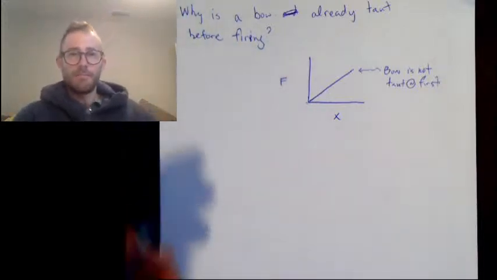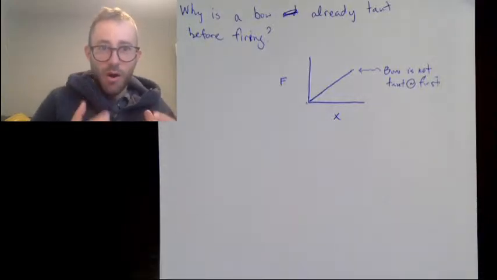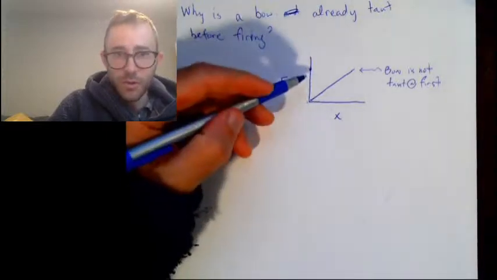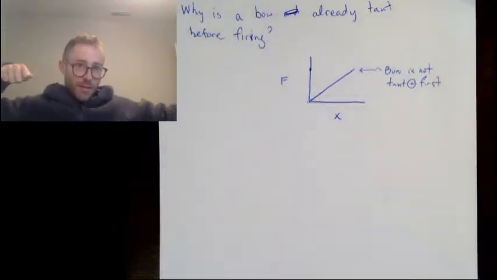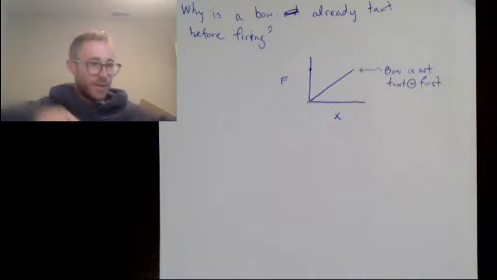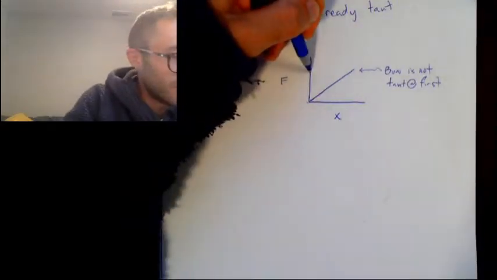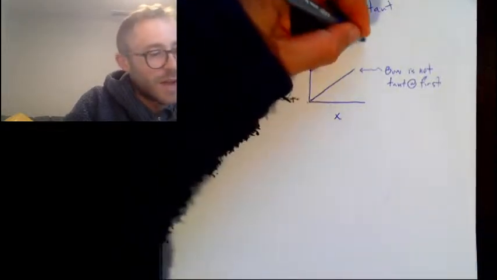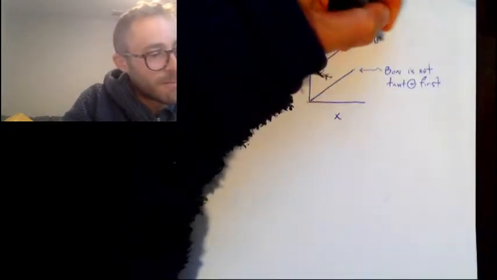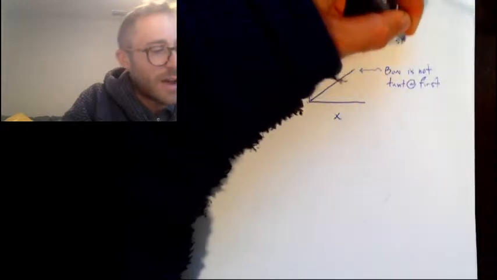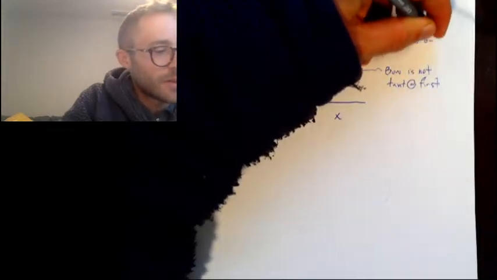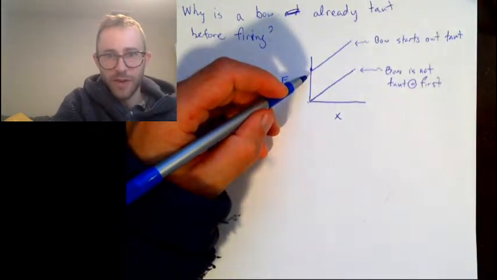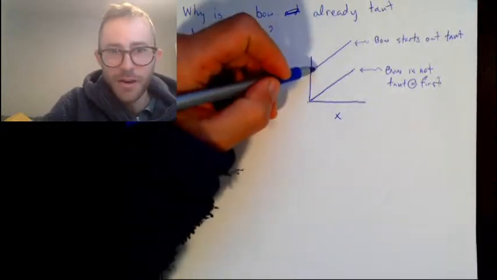Okay? But what if we start out with the bow already taut? In that case, the force required to make the bowstring come back is non-zero right at the beginning. So it starts at some non-zero value, and then it goes up from there. So this is what happens when the bow starts out taut. There's basically a y-intercept in this graph. Okay? Now, why is this better than this?